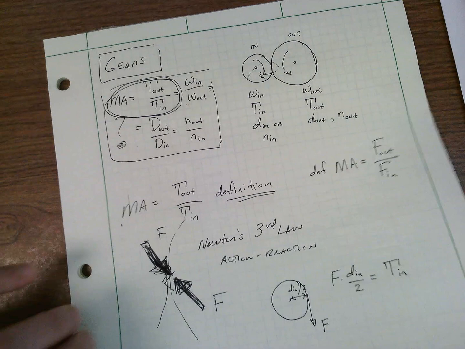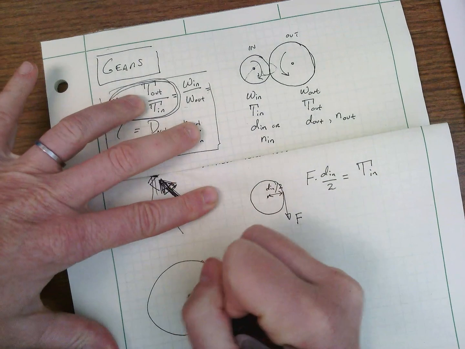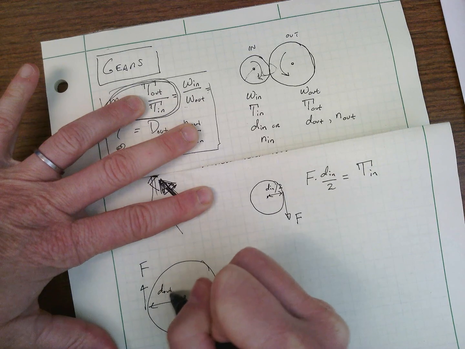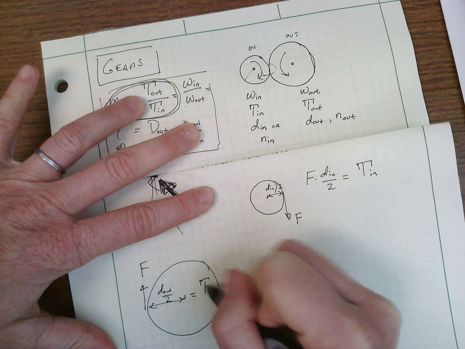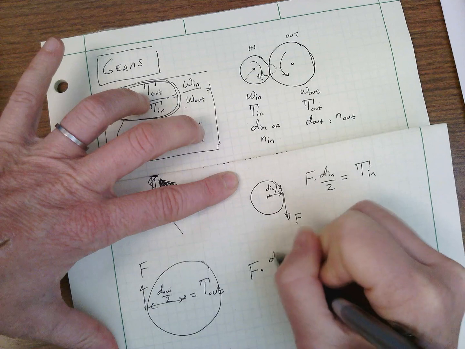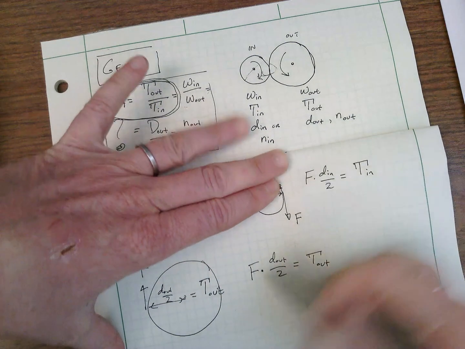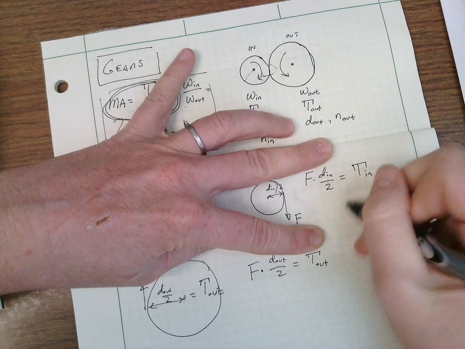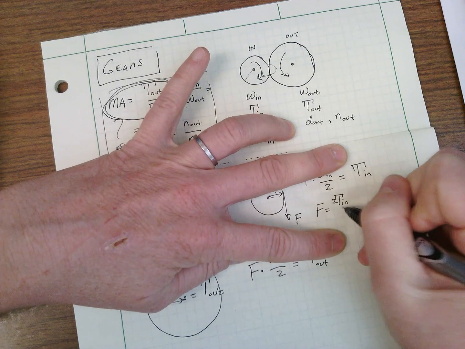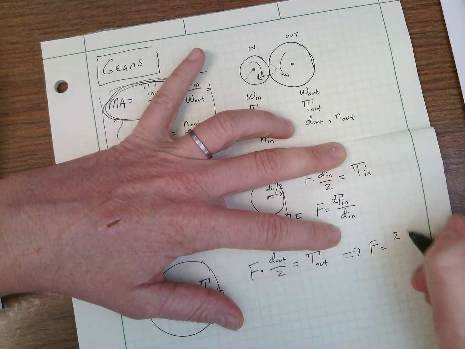So on the output side, you've got the same phenomenon. For my bigger output gear, I've got a force acting at a distance d out divided by 2, and that's going to be equal to the output torque, because that's what's driving it. So I get F times d out over 2 is equal to torque out. These F's are equal, so let me solve this expression for F. I get F is equal to 2 times torque in divided by d in. And over here, I get F is equal to 2 times torque out divided by d out.